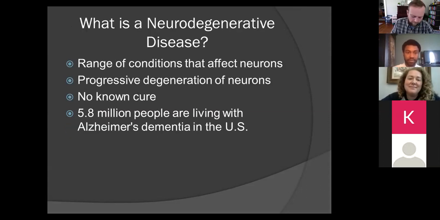Now, what is a neurodegenerative disease? A neurodegenerative disease is a range of conditions that affect neurons and progressively degenerate these neurons. The worst part about neurodegenerative disease is that there's no known cure. Also, there are 5.8 million people living with Alzheimer's dementia in the United States.